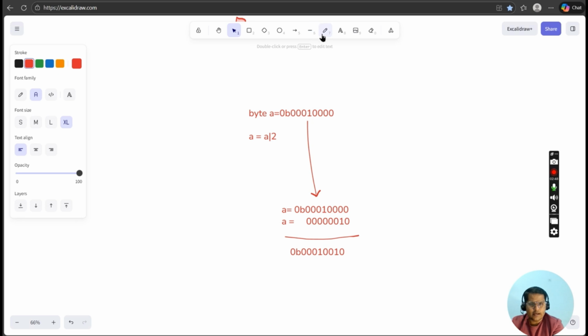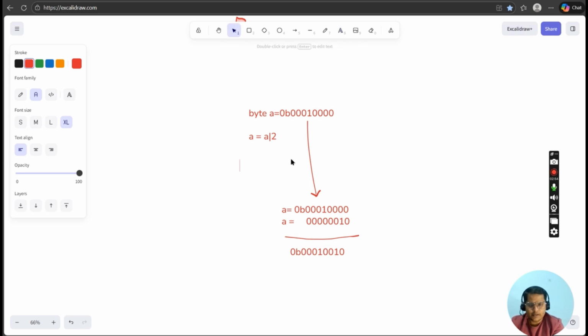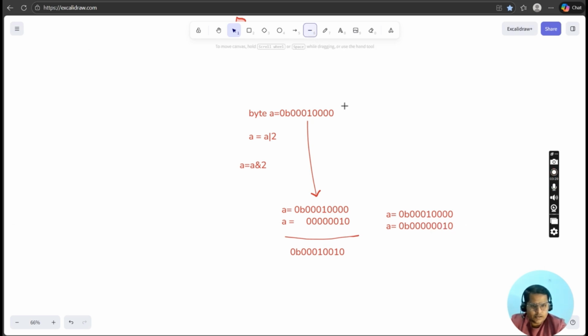Now let's say we are doing AND. If I'm doing A equal to A AND with 2, what will this give? So I will note that down also. A equal to 0B 0 0 0 1 0 0 0 0, same value I'm writing so that there is no confusion and you guys understand this properly. Again 0B 0 0 0 1 0 0 0 0, and the 2 in binary is basically 1 0. Okay, here this was 0, right? Now what will be the output?